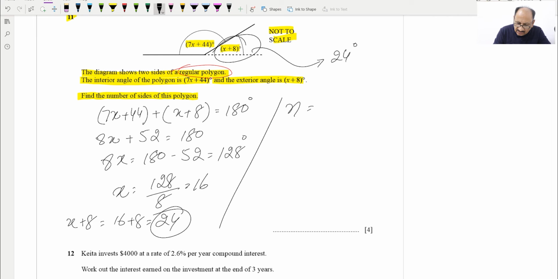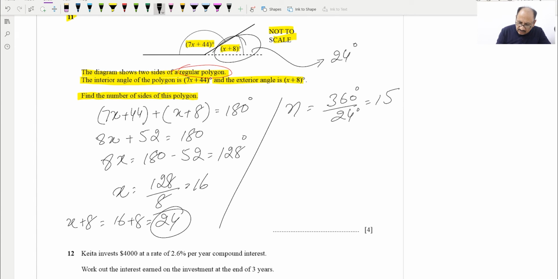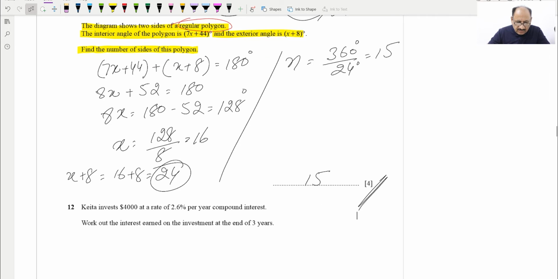We can say n is equal to 360 divided by 24 degrees, and 360 divided by 24 is equal to 15. So this regular polygon will have 15 sides. And this is a 4 mark question, and it was a little complicated, but it's not very complicated. If you are clear with the method, then it is easier for you to tackle the questions.